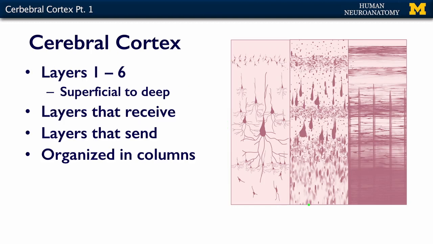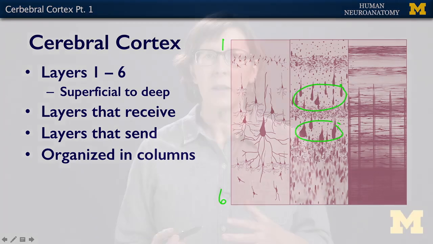Again, layers 1 through 6 are superficial to deep. So layer 1 is out here, layer 6 is here. And there are basically layers that send information and layers that receive information. The layers that send information are these layers that have the great big cell bodies. If you're sending information all the way from your cortex, think about the motor system, all the way down maybe to the bottom of your spinal cord, you've got a really long axon to maintain.